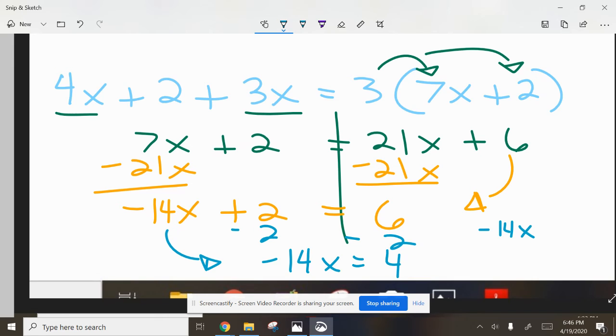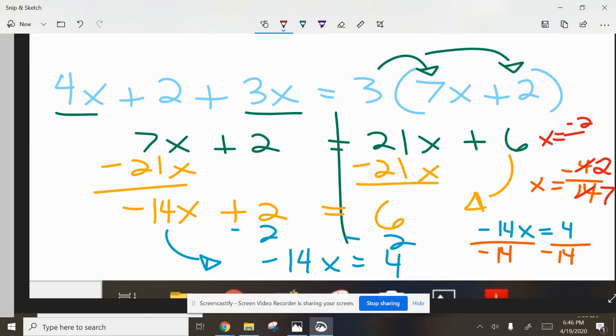Negative 14x equals 4. What am I going to do now? Can I divide negative 14 to both sides to get that x isolated? And I could leave it like that, negative 4 over 14. Or I could now reduce the fraction by 2. Take 2 out of the 4, take 2 out of the 14, and get 2 over 7. What's half of 4, 2? What's half of 14, 7? So x equals negative 2/7 would also be a good answer.